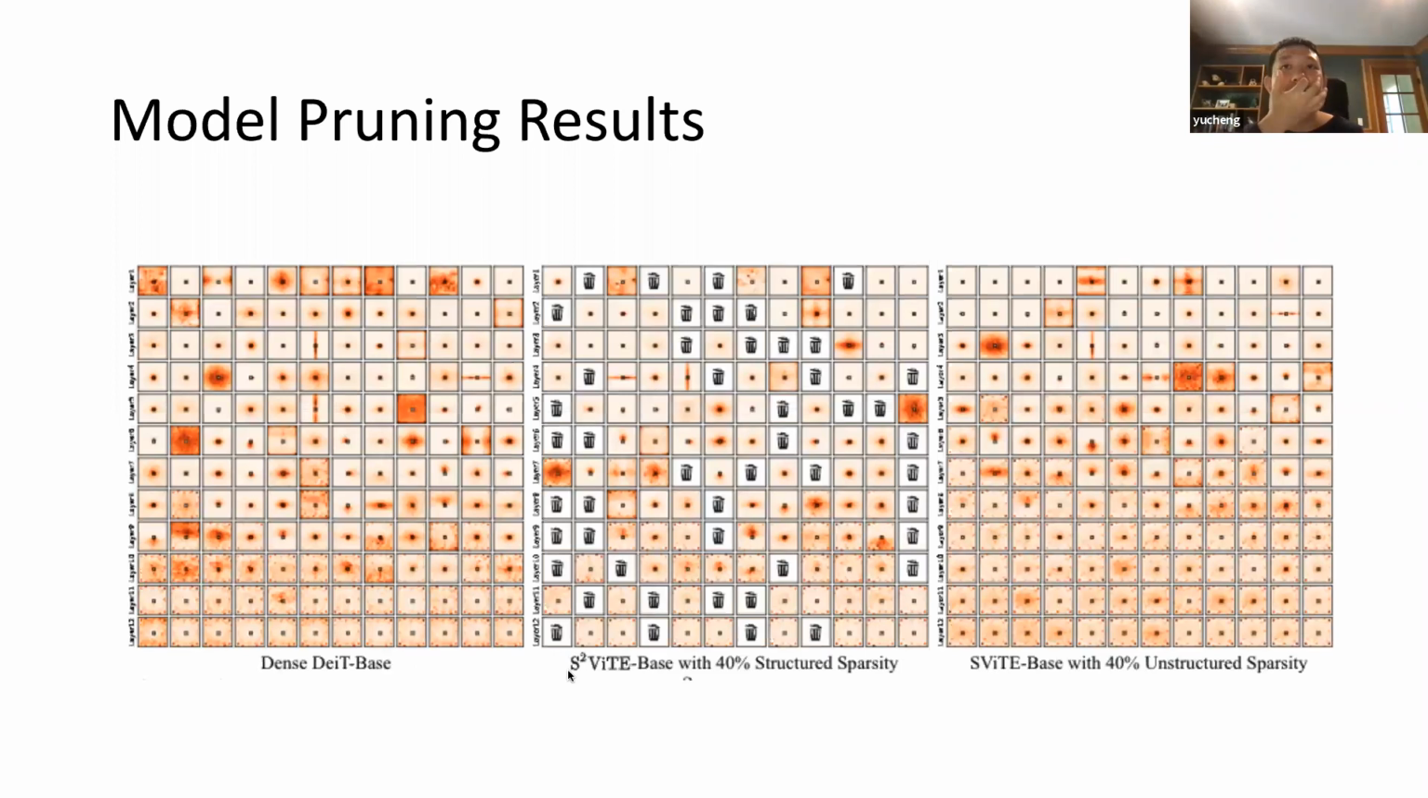And here we show some visualization for different attention heads. You can see that for the structural one, definitely you will get different attention heads pruned for different layers.